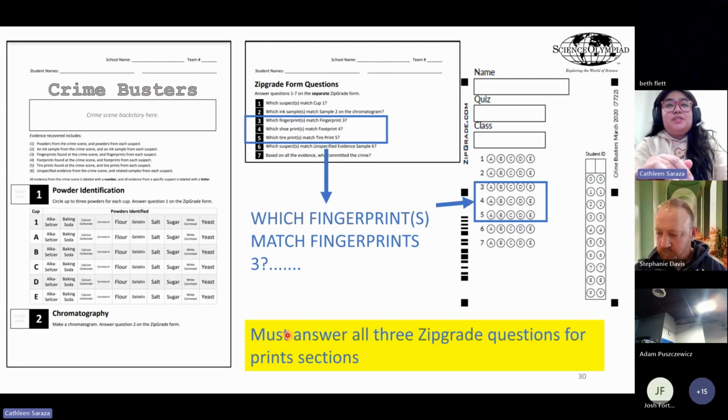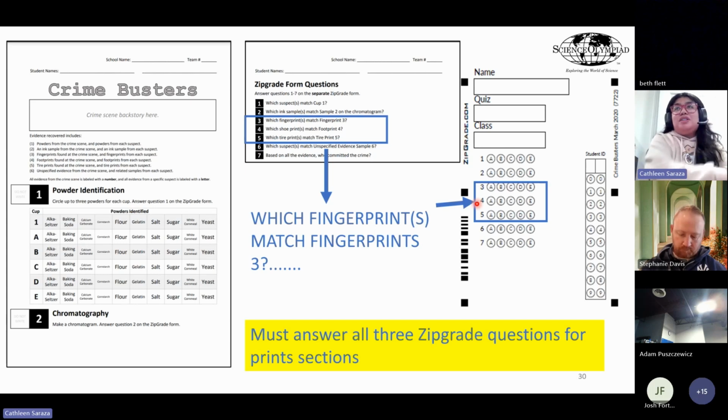And to get points for the print section, you will have your students answer questions 3 through 5 on the ZipGrade. They won't get points if they don't bubble in the answers, so make sure that after they identify the suspect's prints belonging to the prints found at the crime scene, they bubble that in.